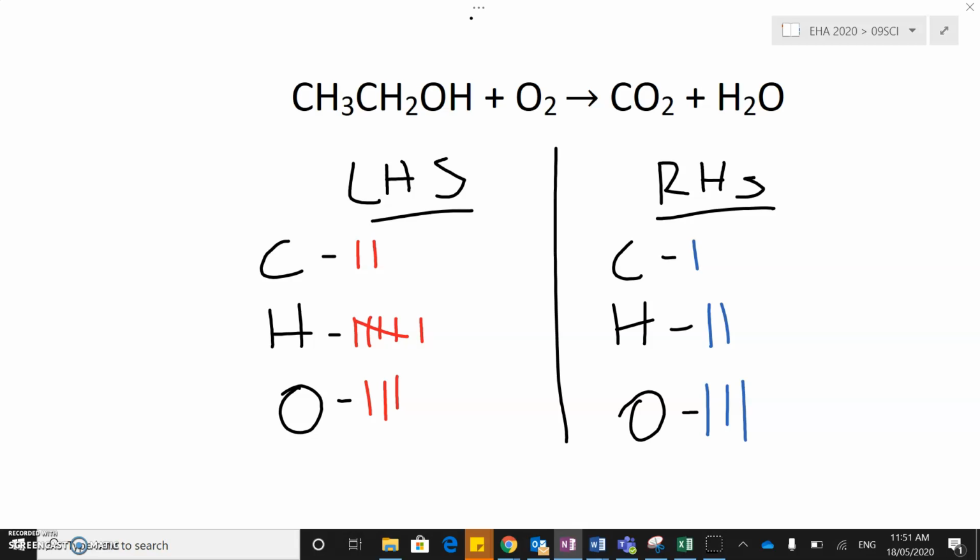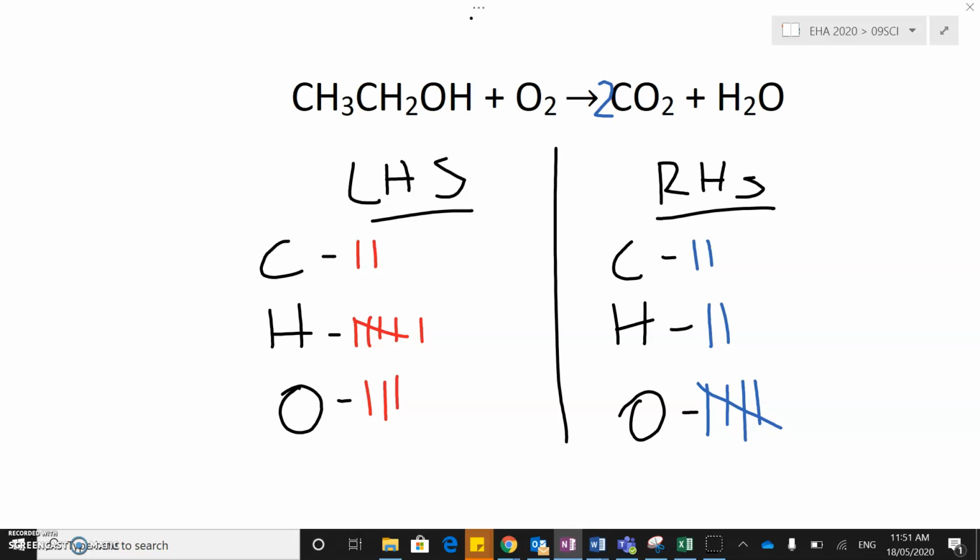First of all, I need to increase the amount of carbon on the right hand side here. I'm going to times that by 2. I need to double the amount of carbon on the right hand side so it matches the left. I've now got 2 carbons, but I've also increased my oxygens. Now I've got 2 times 2 is 4 plus 1. I've got 5 oxygens there. What else do I need to do?